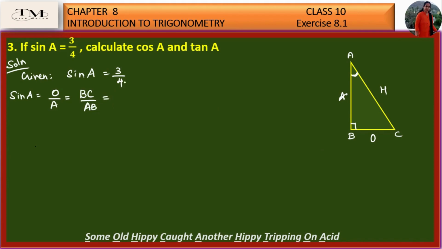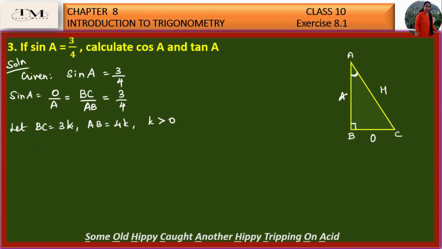BC by AB is given as 3 by 4. After simplification, we get a 3 by 4 ratio, so BC will be 3K and AB will be 4K. Let us assume BC is equal to 3K and AB is equal to 4K, where K is a positive integer. Okay children.